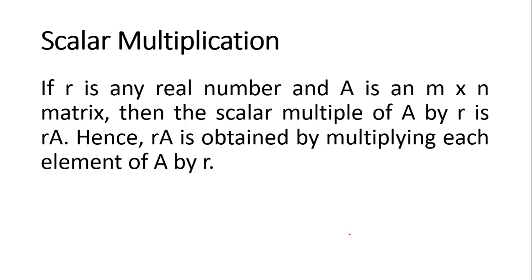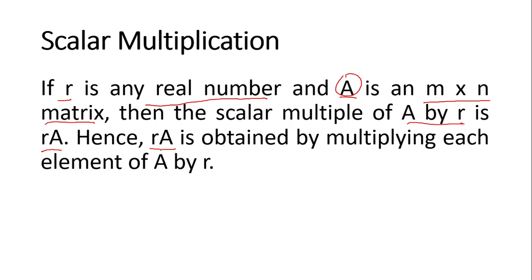Next, we have the scalar multiplication. So, ito naman is medyo madali-dali lang. So, for scalar multiplication, ang sabi dito, if R is any real number, okay, so yung R natin is any real number. And A, yung A natin, is an M by N matrix. Okay, so yung A natin, itong A na to is an M by N matrix. Then, the scalar multiple of A by R is RA. Hence, RA is obtained by multiplying each element of A by R.